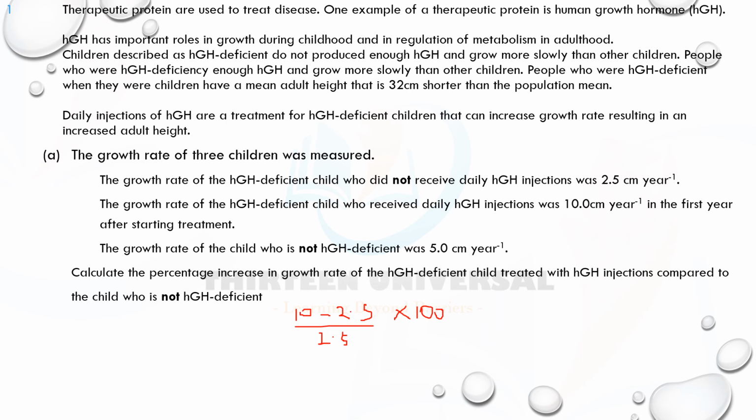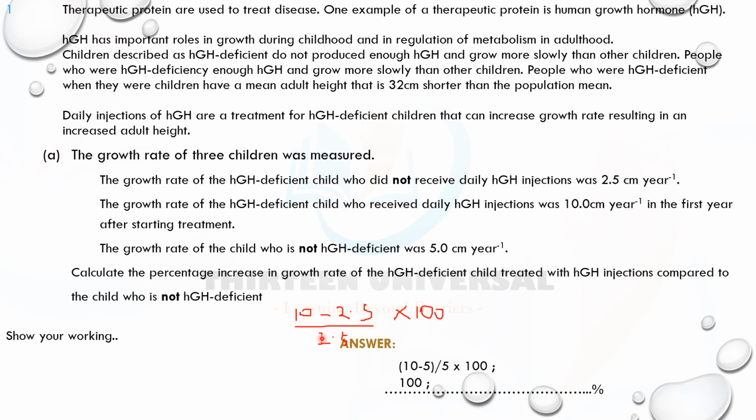So 10 minus 2.5 gives you 7.5, divided by 2.5. That will give you 3. Times 100, that's 300% increase. So show your working here. All right, so that is it. That is how to calculate the percentage increase in growth rate.